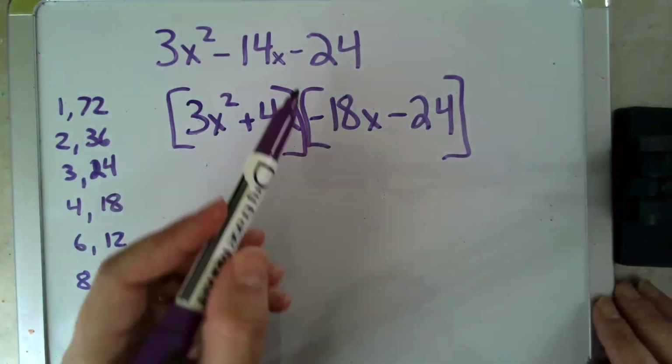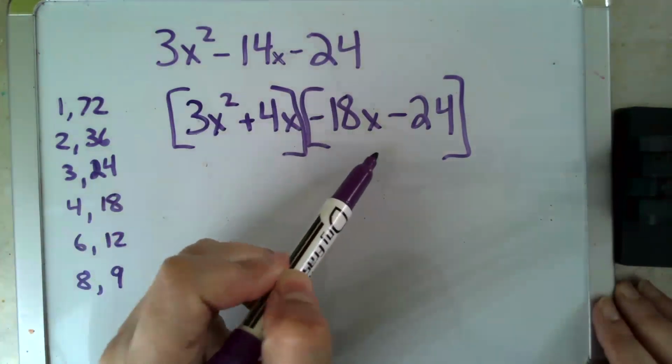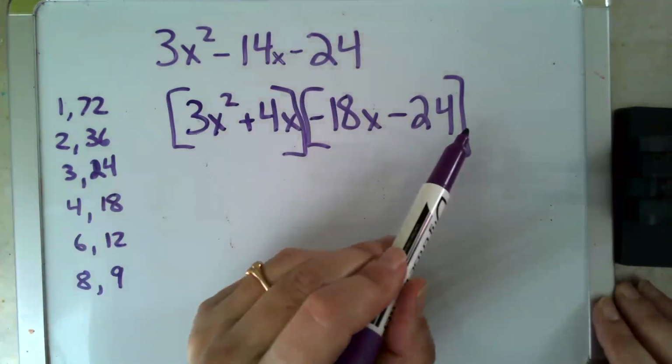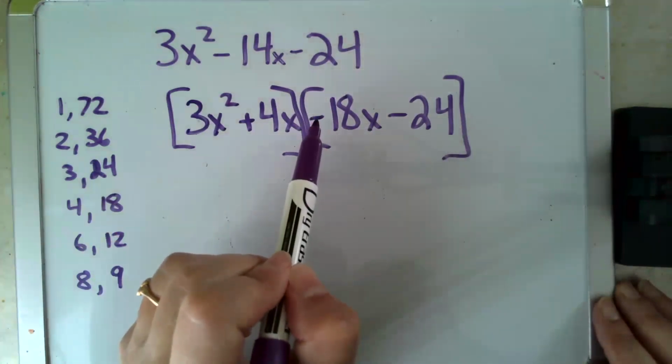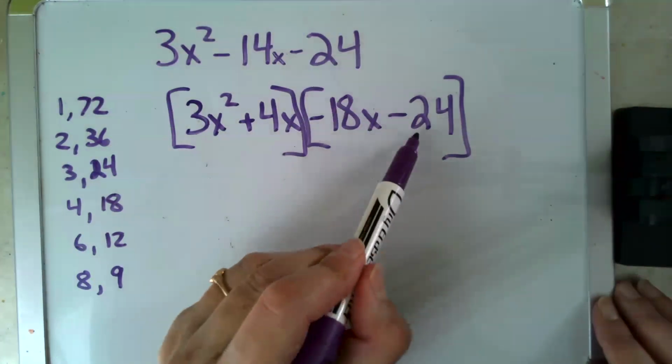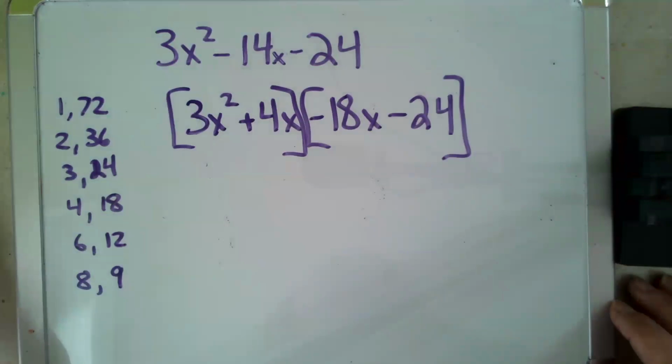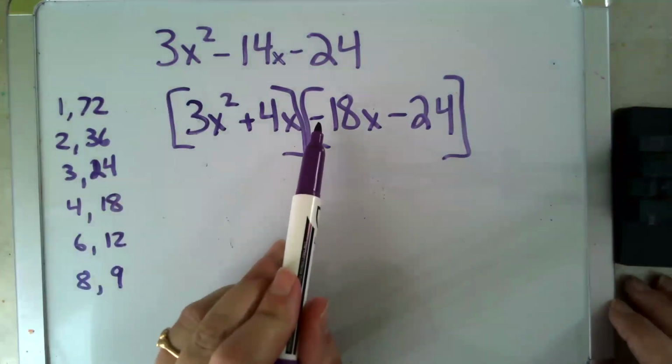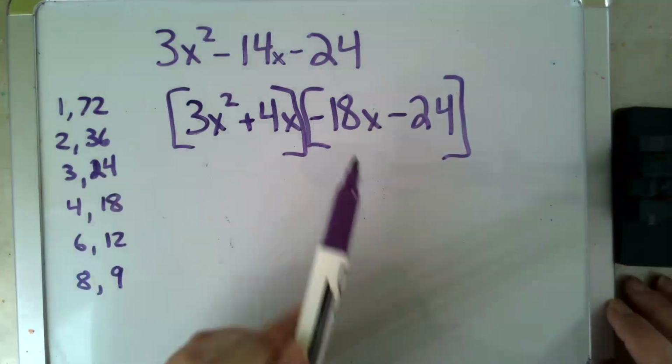If we didn't include it, if we instead made that minus 18x minus 24, that would apply that minus not only to the 18x where we want it, but to the minus 24, which would change our problem. So your bracket has to include the positive or negative of this term.